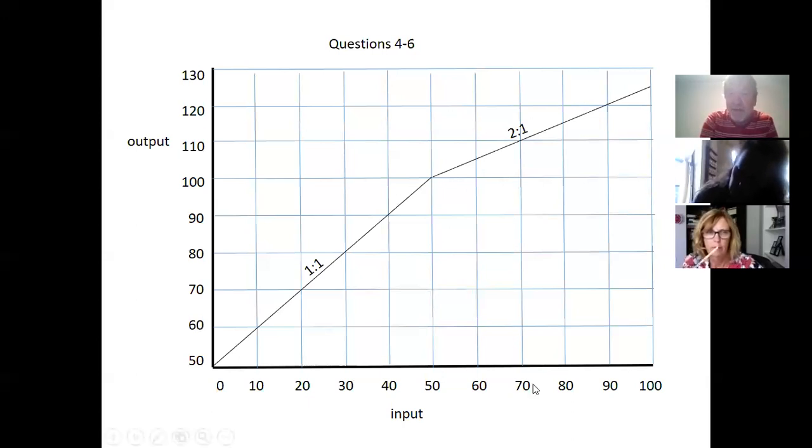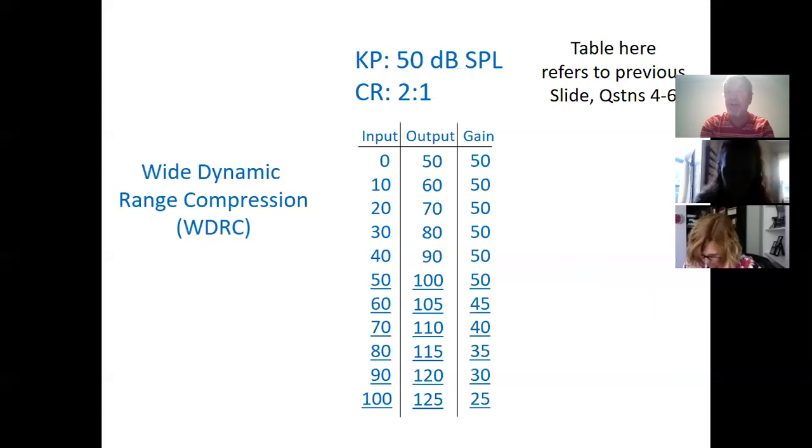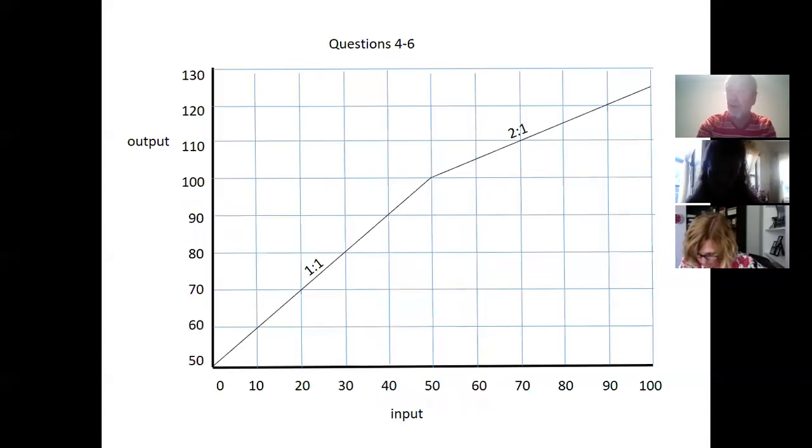Now 70. 70 in, watch my cursor, is 110 out. 110 minus 70 is 40. 80 in. So follow my cursor. 80 in is 115 out. 115 minus 80 is 35. So if you look at the next picture, look at the table here. This table refers to the previous slide. So this table is this. So let's talk about it here.